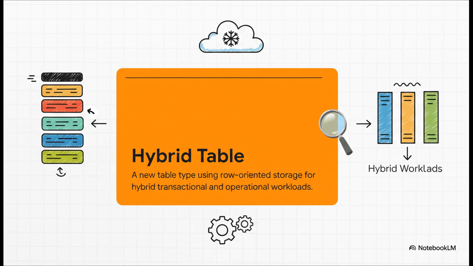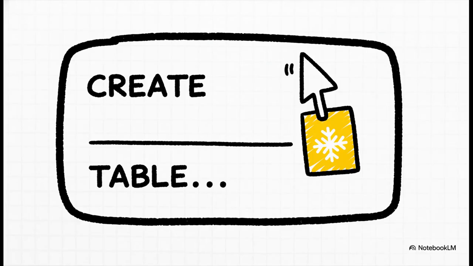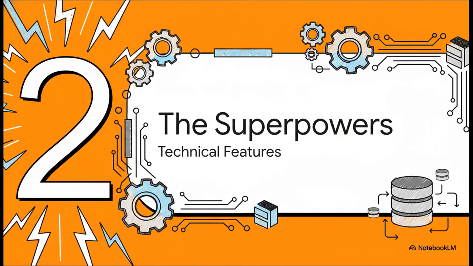lookups incredibly fast. And you know, maybe the best part is that getting access to this really powerful new engine isn't buried in some complex setup process. It's literally as straightforward as adding one single word to your standard SQL command: hybrid. That's it. This makes grabbing this new tech and putting it to work just super accessible. Okay, so it's easy to create, but what can it actually do? Let's get into the technical superpowers that really make these tables tick.